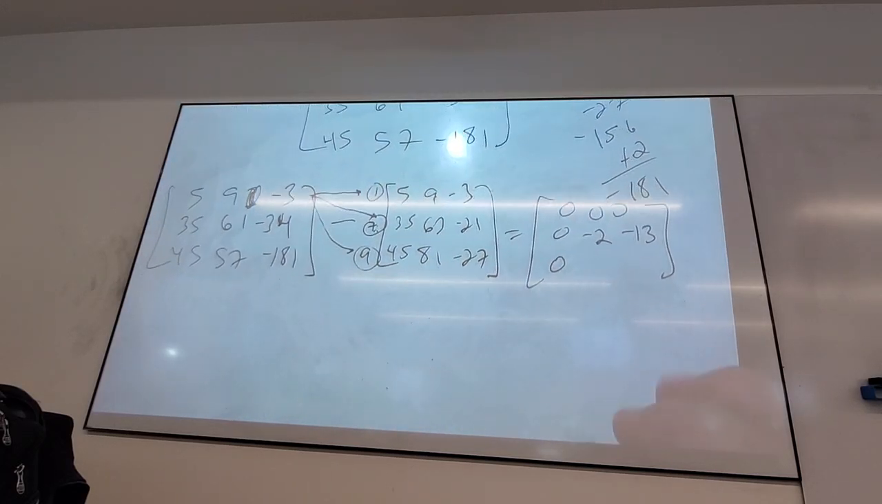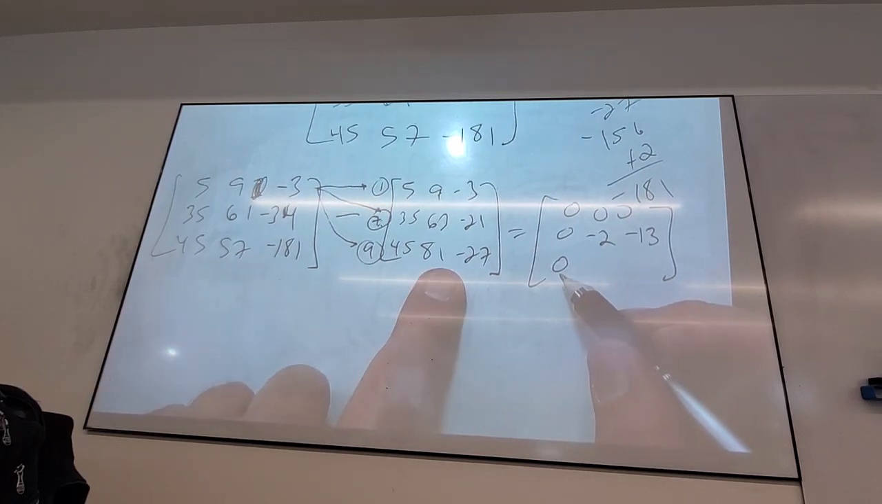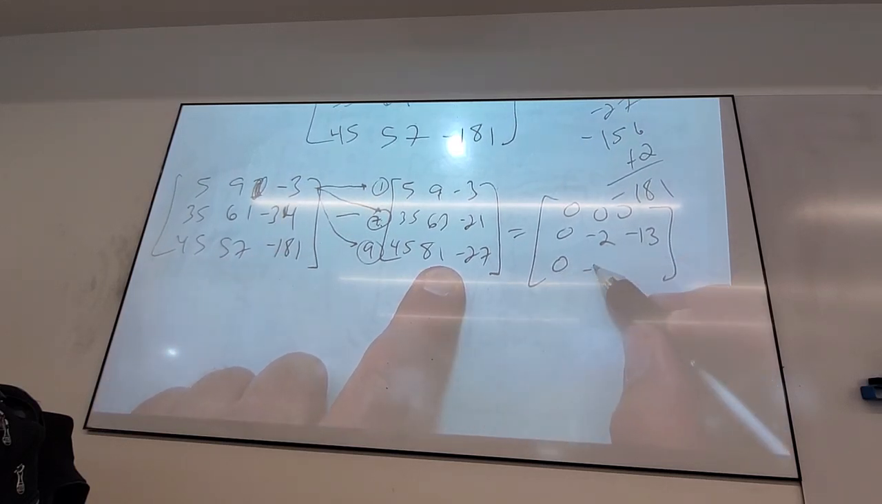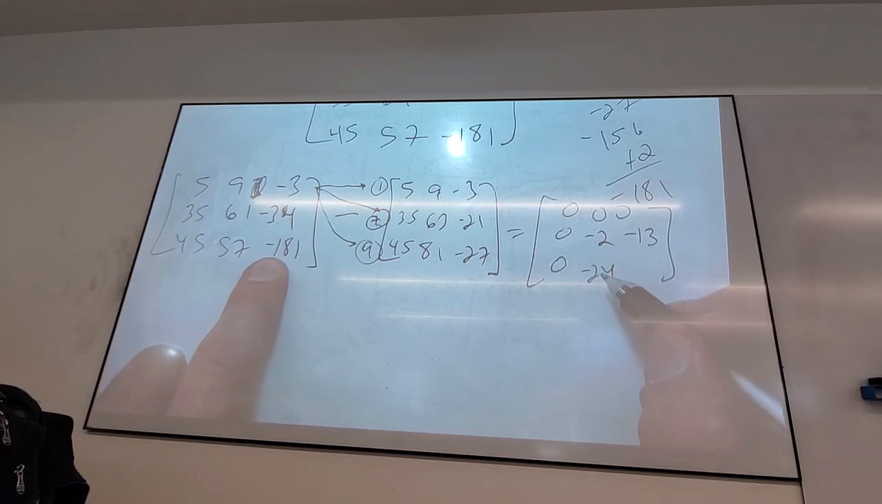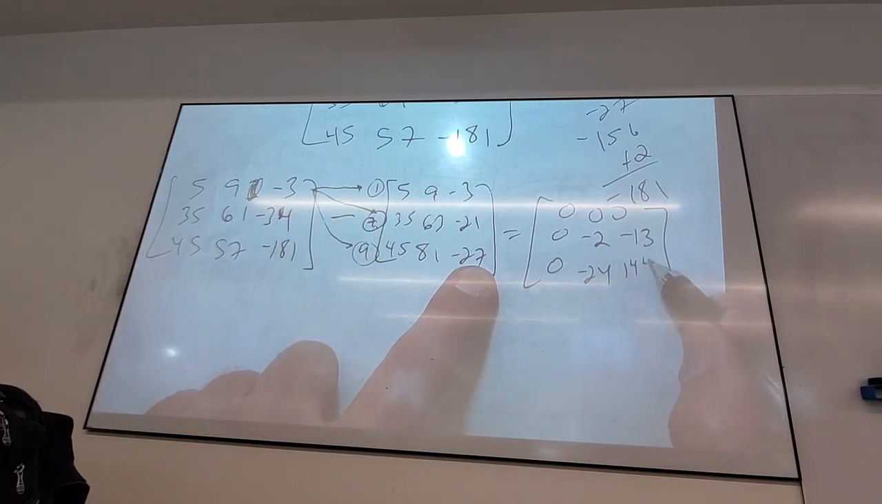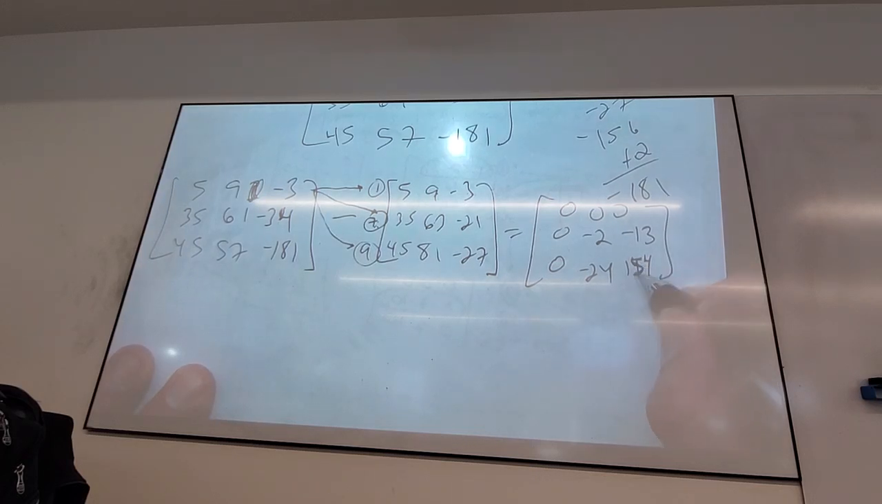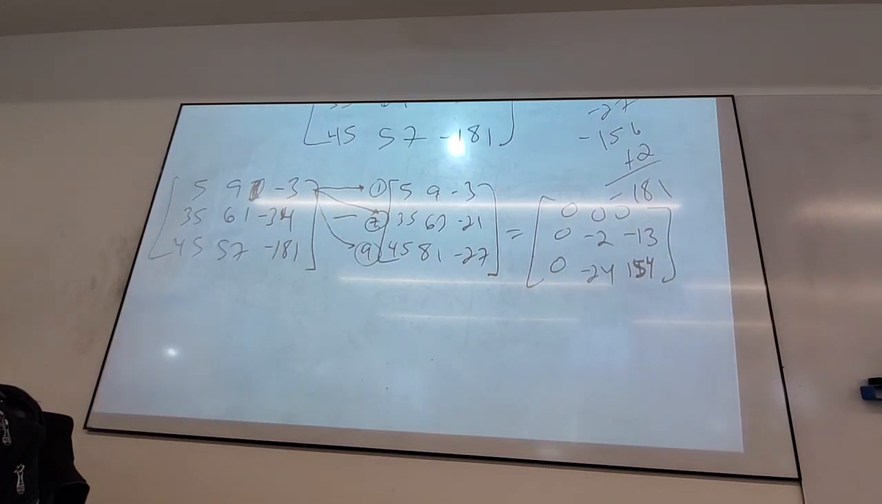Okay. And then here, we got one more thing. 57 minus 81, negative 24. And negative 181 plus 27. I think that's right. Is it? Negative 154. Okay.